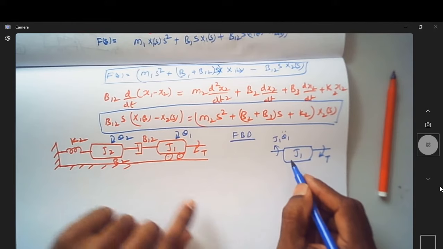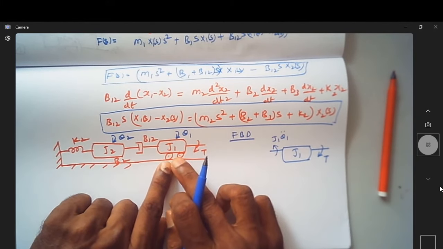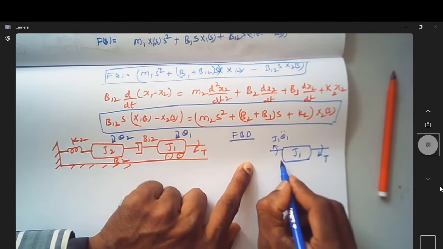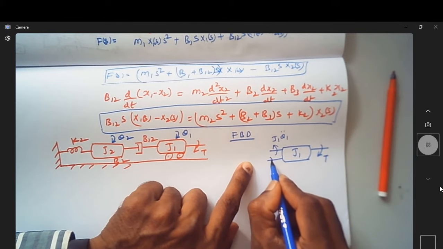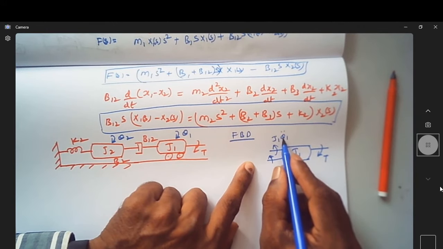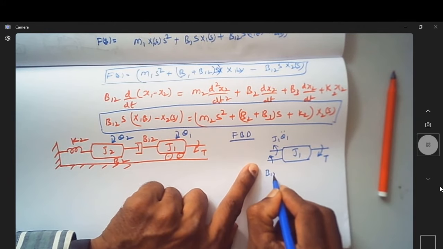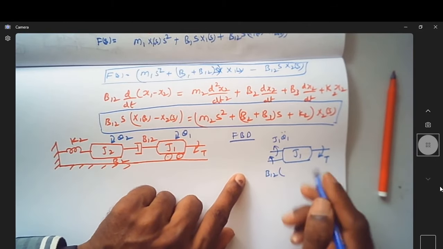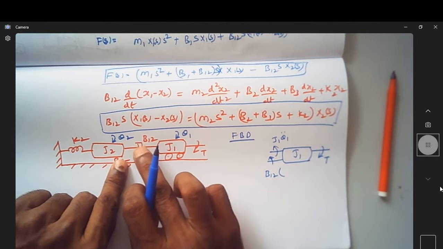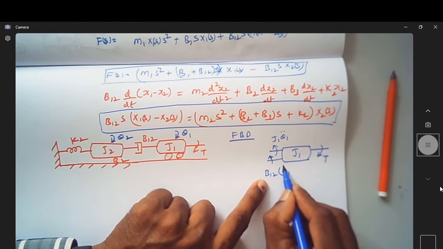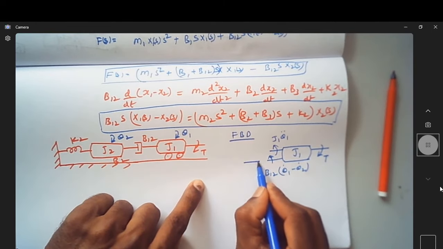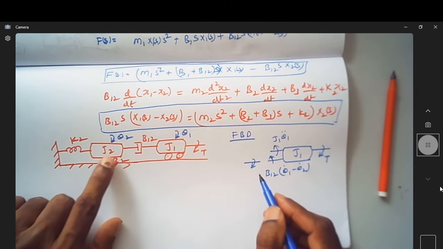And similarly, there is no friction here since there is a free wheel connected, but there is a friction between J1 and J2 through B12, which is again in the same direction as the opposing torque due to inertia. Now for B12, the displacement is relative: here it is theta 1, here it is theta 2, so the effective displacement is theta 1 minus theta 2. So it is theta 1 dot minus theta 2 dot. This happens to be the acting torque for J2.